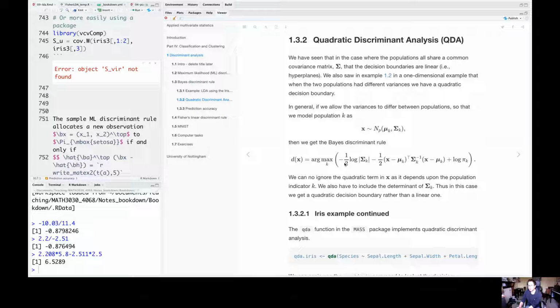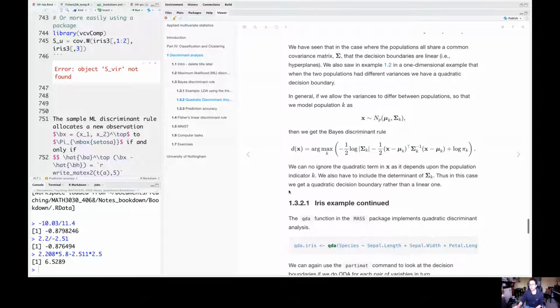So we get the same form of a discriminant rule, but because we've got a K on these sigmas, we don't get the cancellation that we had last time. Remember, for linear discriminant analysis, we could ignore the cross terms here. We could ignore the square terms, the terms that had X transposed sigma X in. We could ignore them in the optimization because they didn't have a population indicator K there. But now in quadratic discriminant analysis, it does depend upon K, and so we can no longer ignore it.